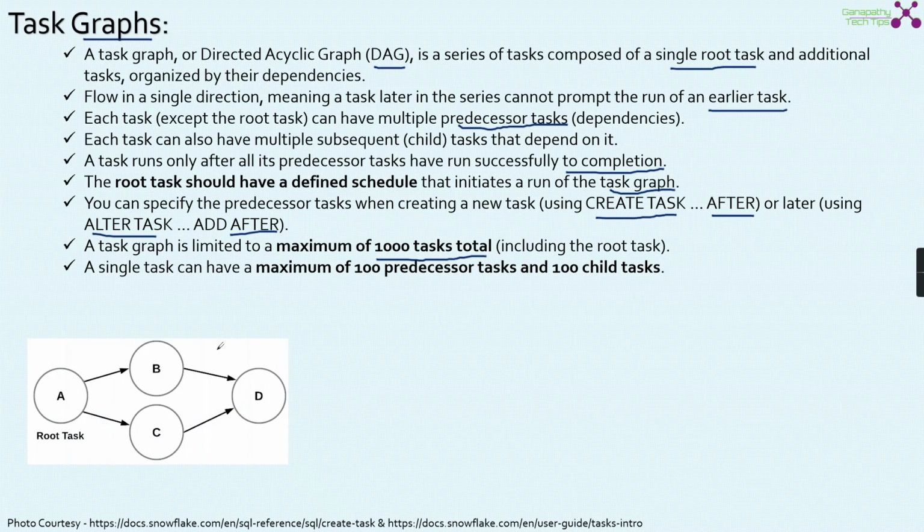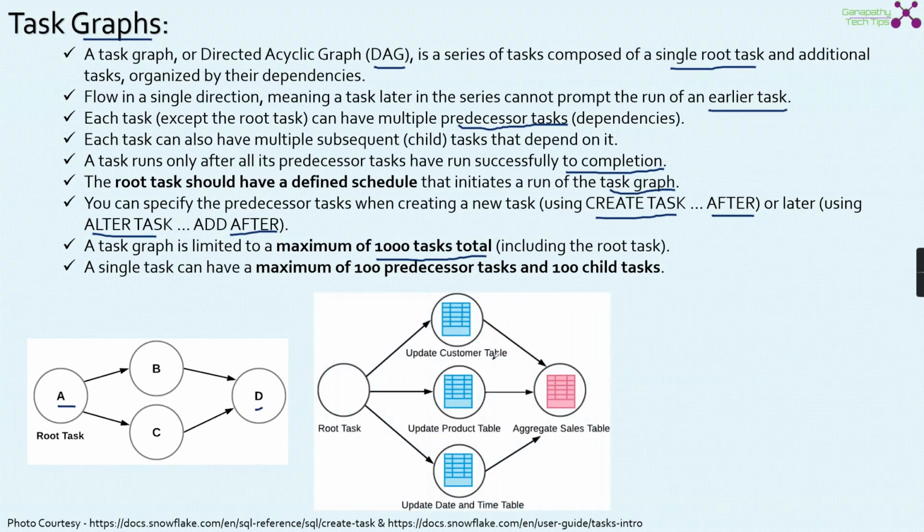Now you can see this diagram. This is taken from the Snowflake documentation. A is the root task. B and C are the child tasks which are dependent on A, meaning only when task A has completed will tasks B and C be initiated. D is dependent on both B and C, meaning only when both B and C have completed will task D be initiated.